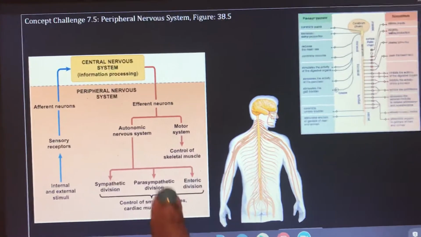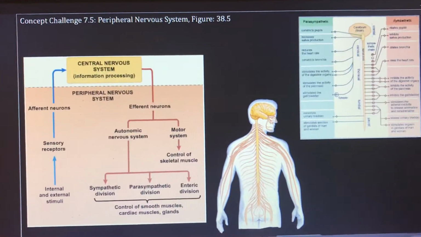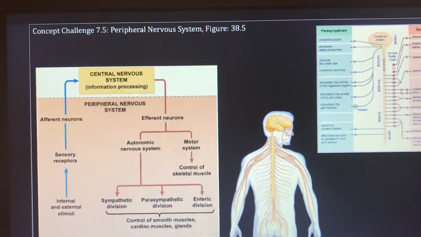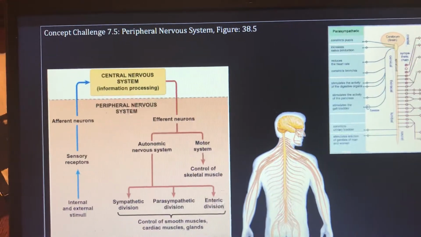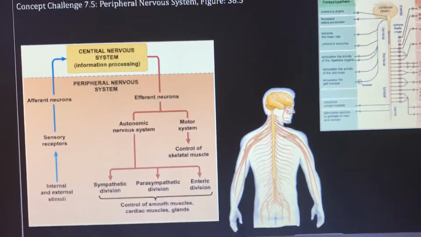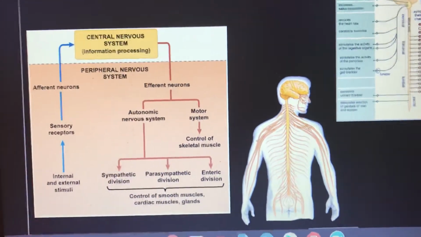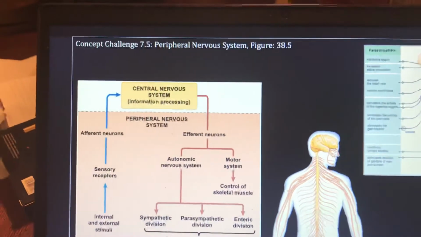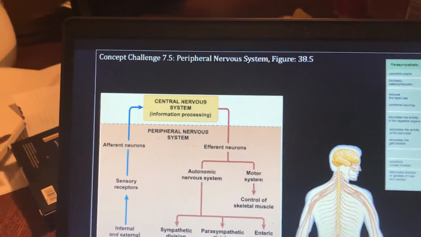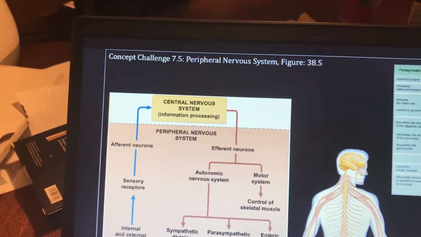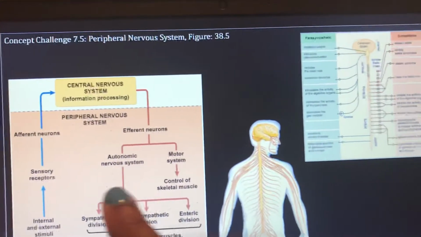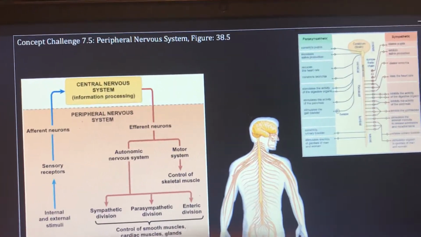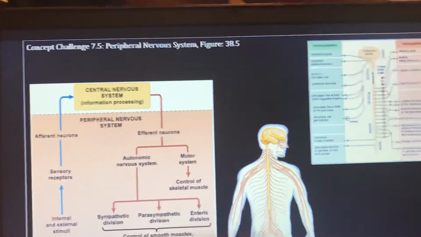So over here you have the peripheral nervous system, and then it's broken down. Within it you have the autonomic nervous system and then the motor system. The autonomic nervous system is known as the involuntary nervous system because these nerves regulate our internal organs, such as our heart, our lungs, stomach, and intestines. It's called involuntary because we don't know when we do it. It's not something we voluntarily do.